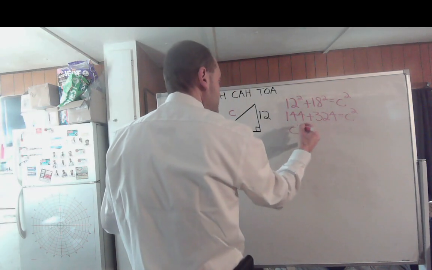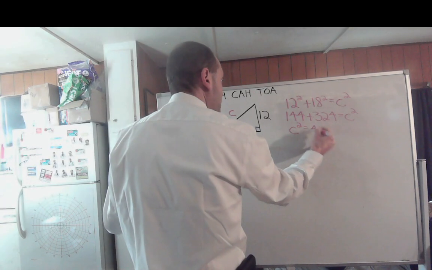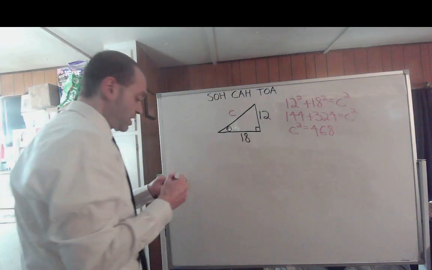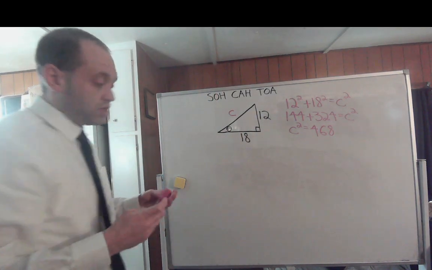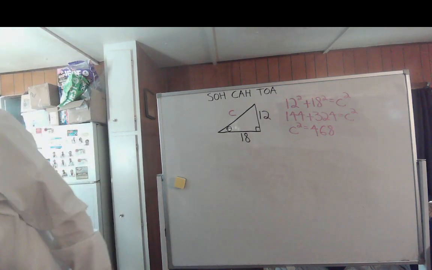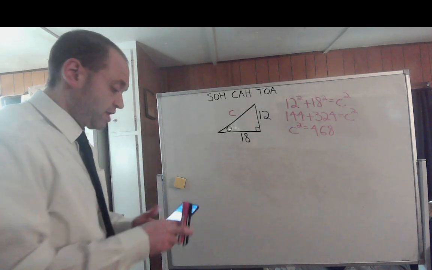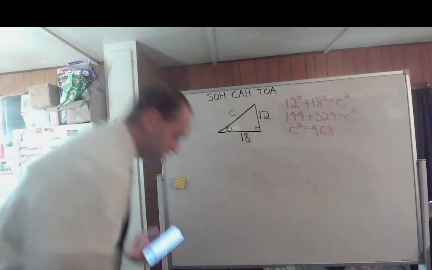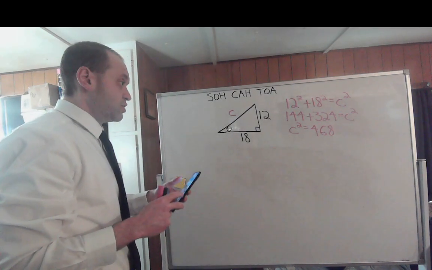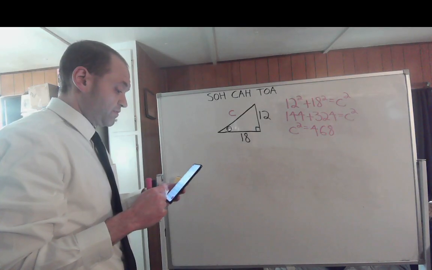So that means C squared would equal 468. Now, of course, we're only going to consider the positive square root, but what I would like to know is, does 468 break down evenly? I don't think it does, sadly. But there's going to be ways to deal with it, to break it down into a product of roots at least.